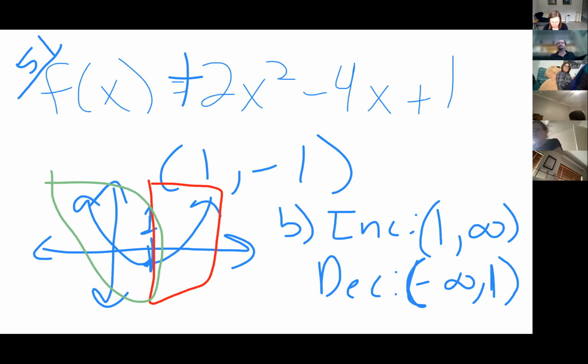Teacher, are you using the original graph, not what you just drew on your screen? I'm confused what you mean by the original graph, because we're doing 2x squared minus 4x plus 1. No, it's okay. I'm back. Thank you. Sorry.